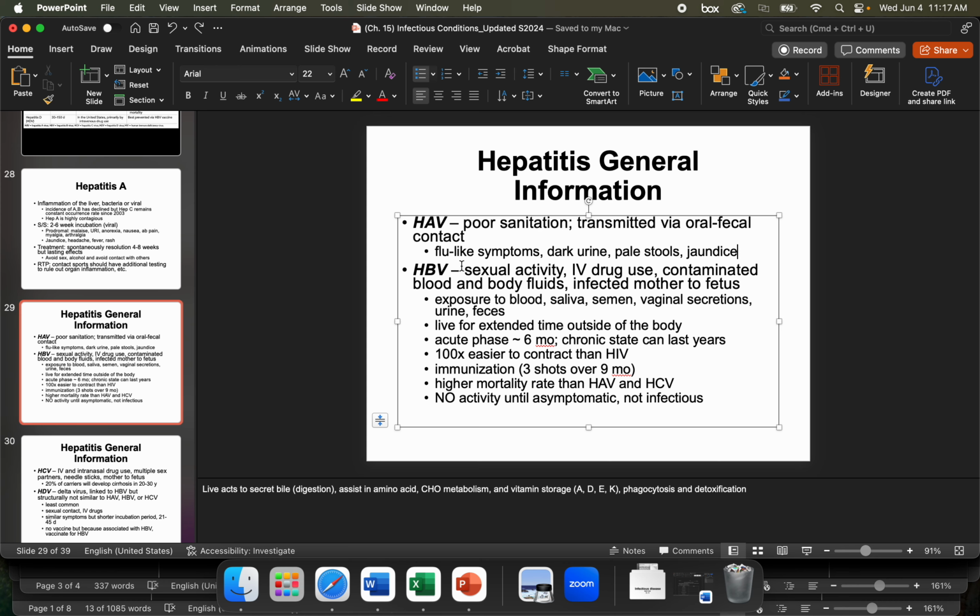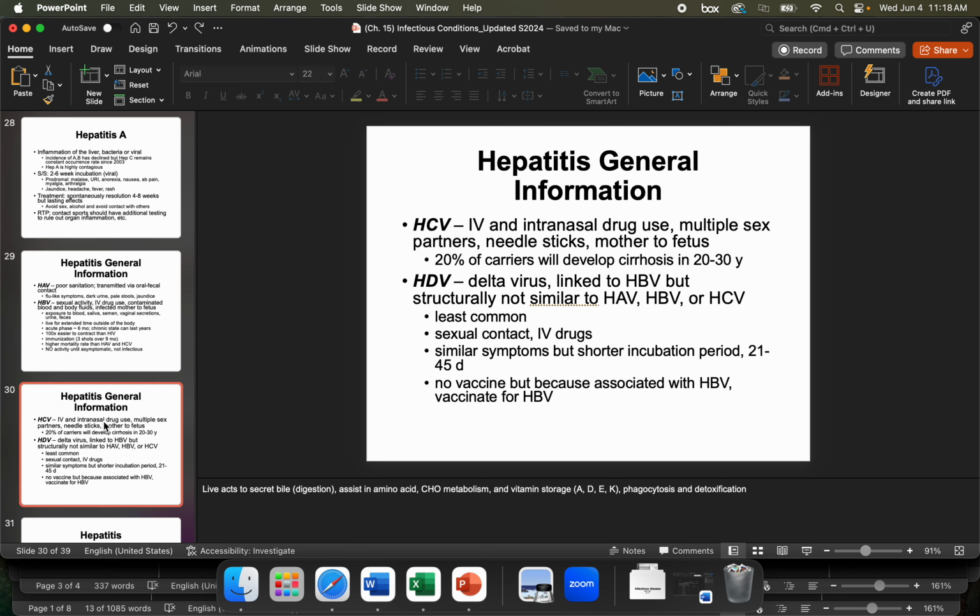Now, hepatitis B: sexual activity, right? IV drug use, bloodborne pathogen, or infected mother to baby. No activity until asymptomatic, not infectious. Hepatitis B lives a long time. It's tough to get rid of. There is a vaccine for it. As healthcare professionals, we should take it.